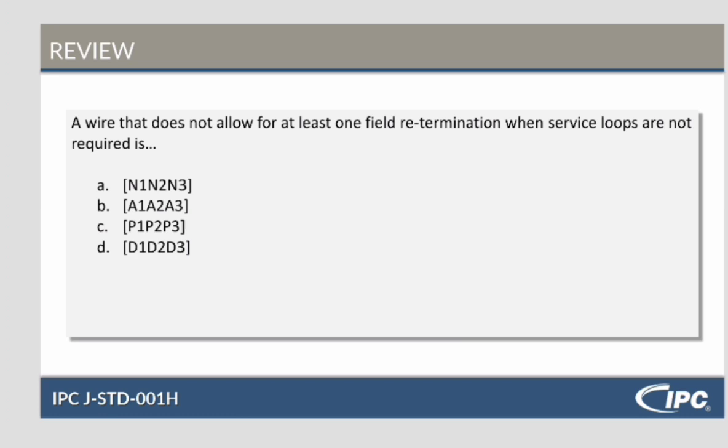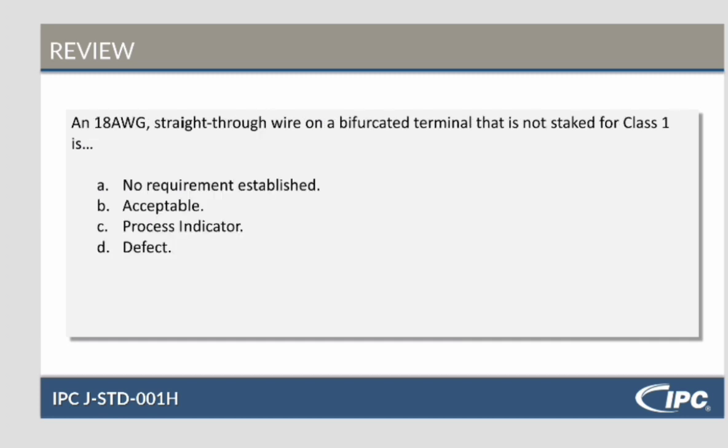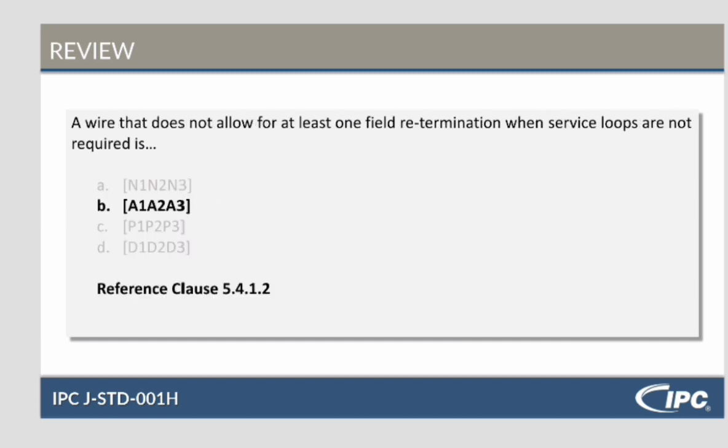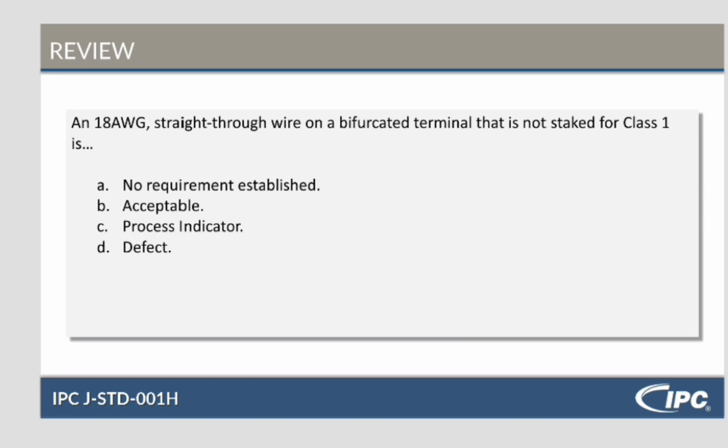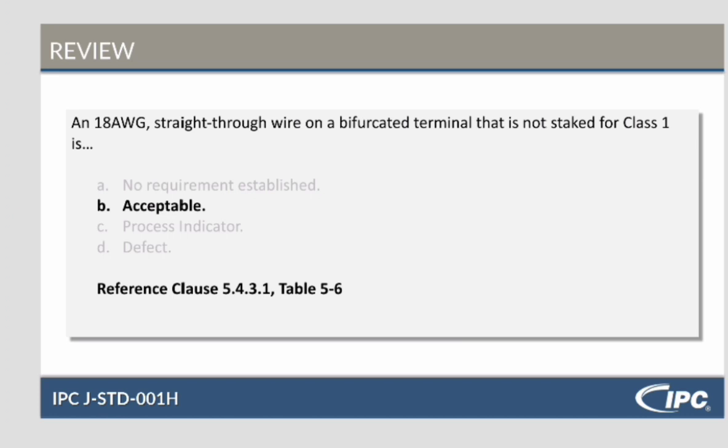A wire that does not allow for at least one field retermination when service loops are not required. When they're not required, they're not required. Totally acceptable. As long as you can terminate it, as long as there's no service loops required, it's acceptable. An 18 gauge straight through wire on a bifurcated terminal. This is what I was talking about earlier with that one table about the 0.75 millimeters greater or less than. Straight through wire bifurcated terminal that is not staked is acceptable. If that was a 24 gauge wire, that would be a defect. It would be a defect for all three classes.